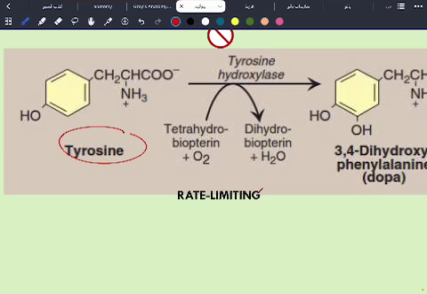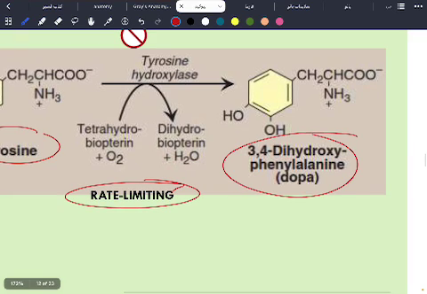We could have deficiency in these or in the tetrahydrobiopterin, or sometimes we could have deficiency in the recycling of the tetrahydrobiopterin. So we have different causes of the deficiency of the catecholamines. Good.